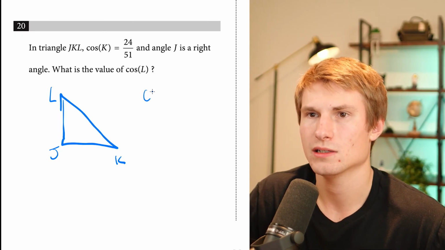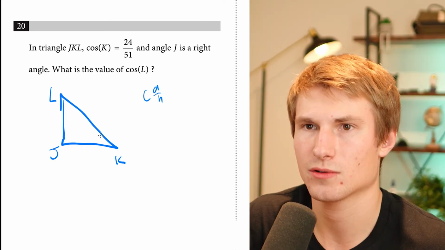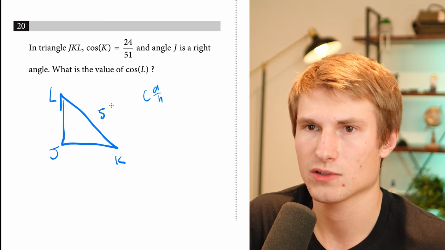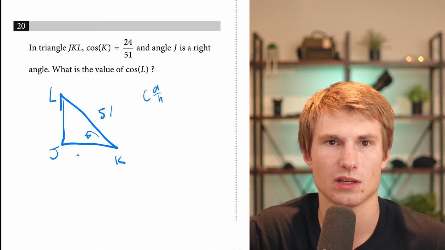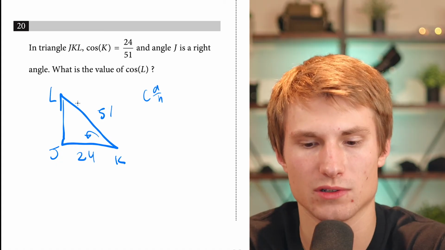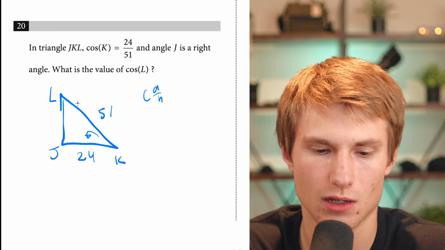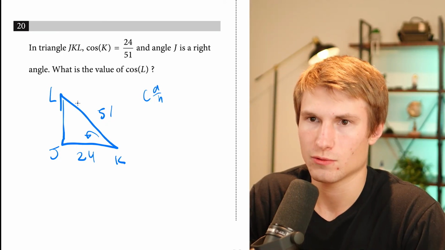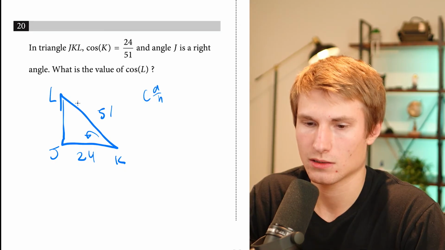We know cosine is going to be our adjacent over hypotenuse. We know cosine of K is 24 over 51. So 51 is our hypotenuse. The adjacent is going to be 24. From here, we can do 51 squared minus 24 squared. Okay, let's go ahead and do that. 51 squared minus 24 squared.